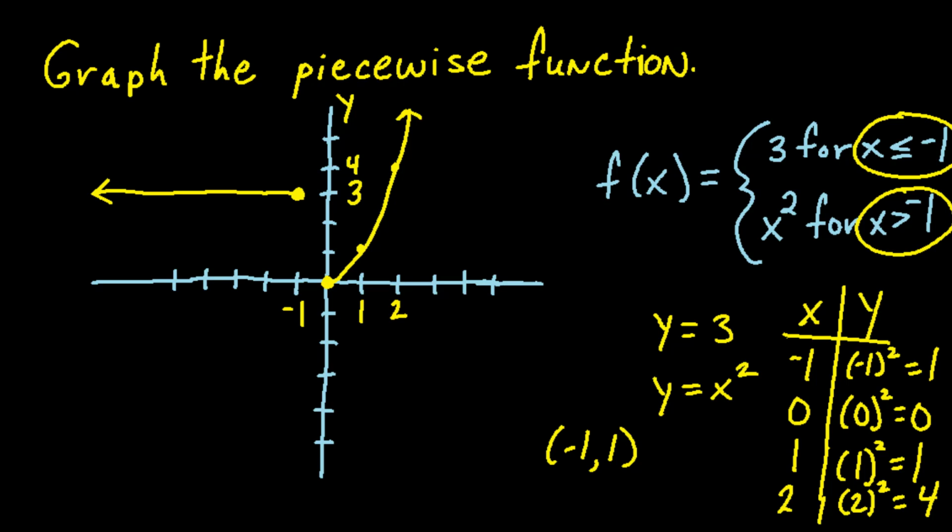So the graph I have here is the complete graph of the piecewise function f of x equals 3 for the values x less than or equal to -1, and f of x equals x squared for the values x greater than -1.